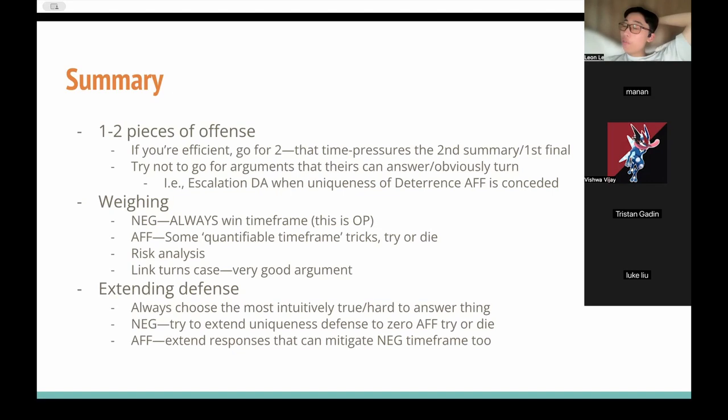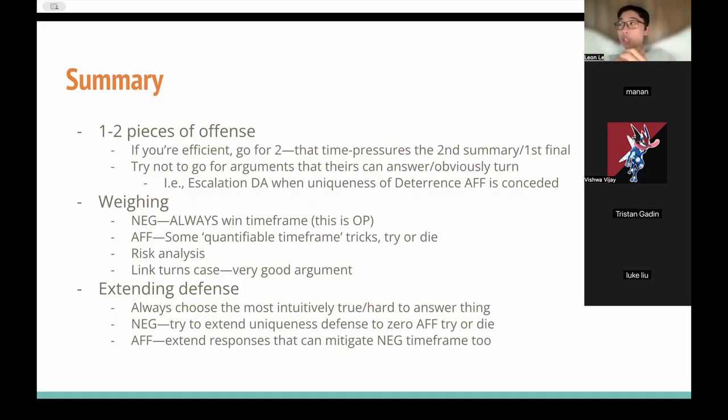Or if you go for, let's say, I don't have an example. Let's see. If you go for an impact that's like food security, but the negative has a faster impact that definitely turns that argument, then you obviously shouldn't go for that impact because it allows them to easily set up time frame and turns case.